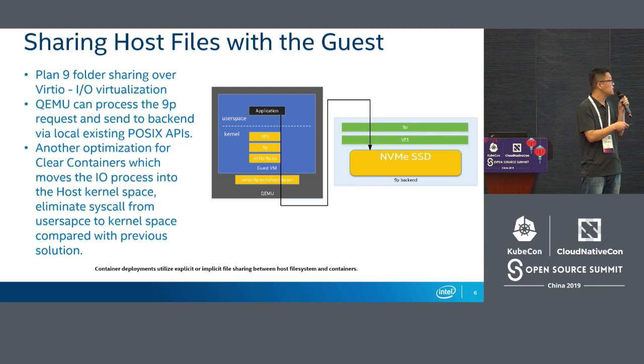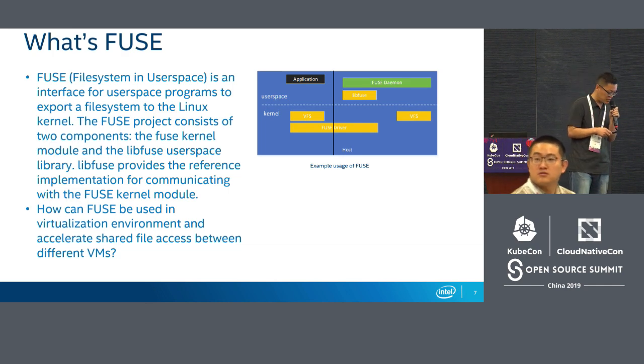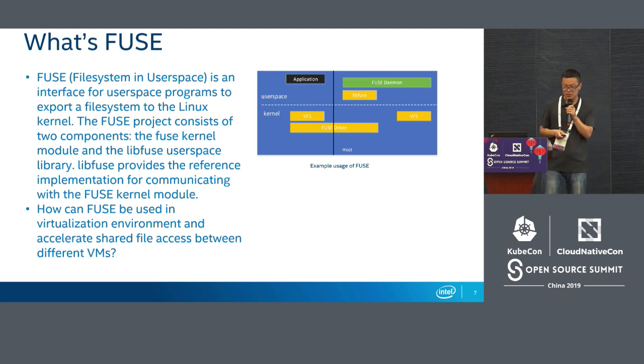For the front end, it's the same. We have the 9P kernel and the 9P driver. For the back end, we use Virtio 9P to send requests, and then we use the standard system calls from the front end to the back end. Now let's talk about FUSE, which stands for file system in user space. It has been implemented for quite a long time.